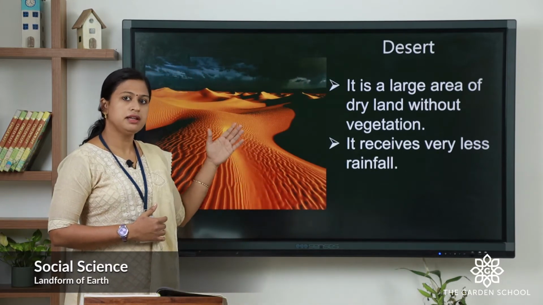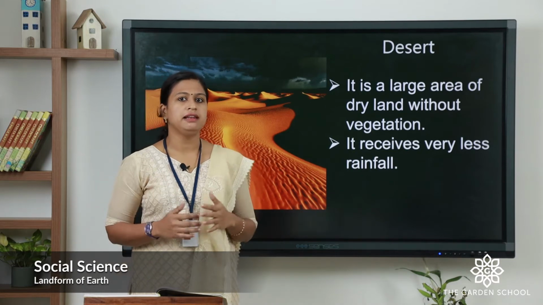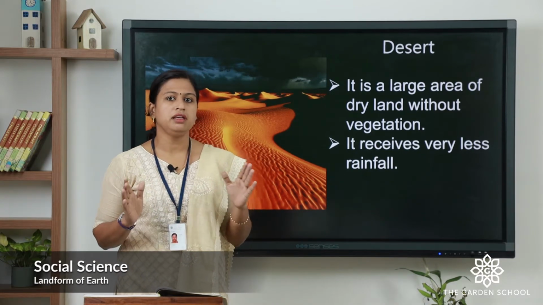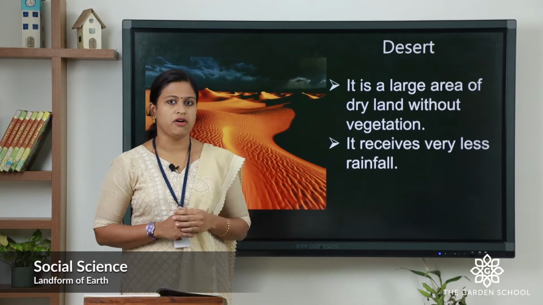Then we have the desert landform. It is a large area of dry land. It does not have any vegetation and it receives very less rainfall.